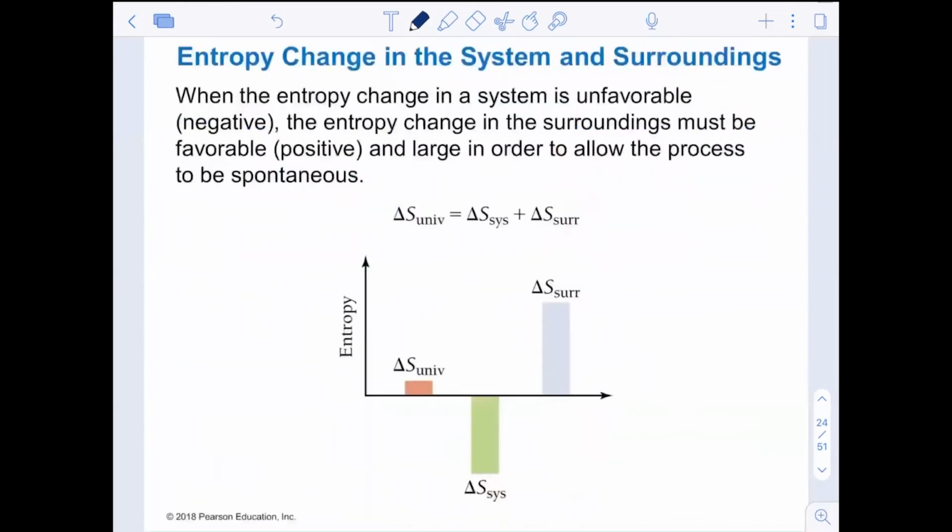But when entropy change in a system is unfavorable, negative, the entropy change in the surroundings must be favorable and large in order to allow the process to be spontaneous. It's the balance between both of these. If one is negative and the other is positive, the positive one we want to be large positive in value, because then that will kick us over to have a delta S of the universe as positive.